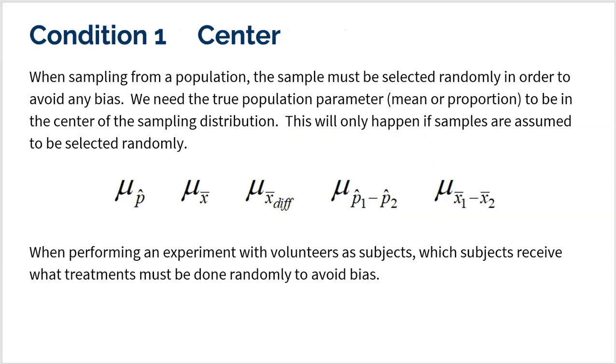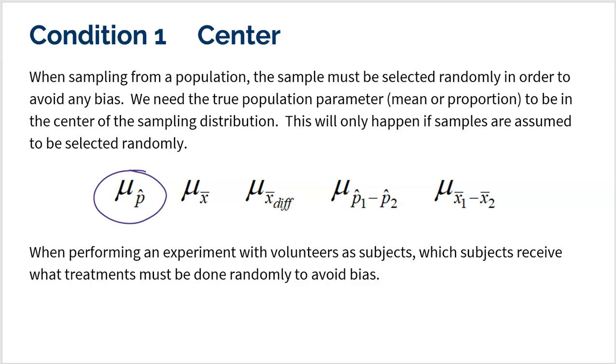Condition 1 is attached to the center. When sampling from a population, the sample must be selected randomly in order to avoid any bias. That's our first condition. But that condition directly ties to the center. We need the true population parameter, whether it be a mean or a proportion, to be in the center of the sampling distribution. And this will only happen if we can assume that the samples are selected randomly. So remember, there's actually several different centers here. This is the mean of all possible proportions.